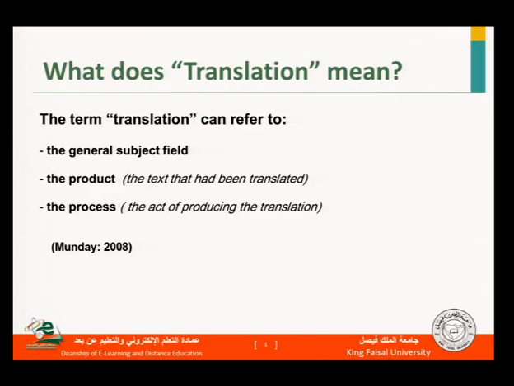And the third one, the process, the act of producing the translation. The process: you are sitting, you have a text, you have your dictionary with you, you have your Google with you, your computer with you, and you have the book, many books, and many other references, and you are sitting. And you may have your phone as well to call somebody to help you in getting the meaning of something.